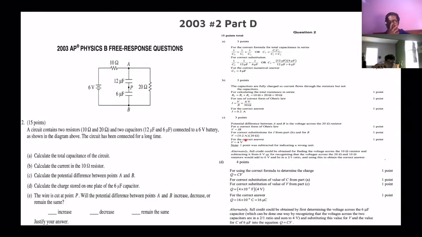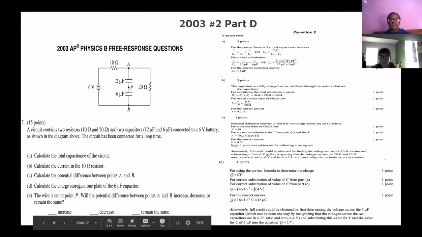Now C asks for the potential difference between A and B. To do that, we have to find the voltage across the 20 ohm resistor, since the capacitors are in parallel with the 20 ohm resistor. We know the voltage drop is the same from the last problem. Again we use V equals IR, and V equals 4 volts. It's getting repetitive, but you get the idea here. We're just finding the necessary variables we need for part D. So part D again asks for the charge stored.